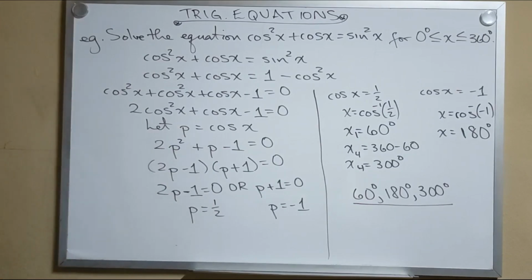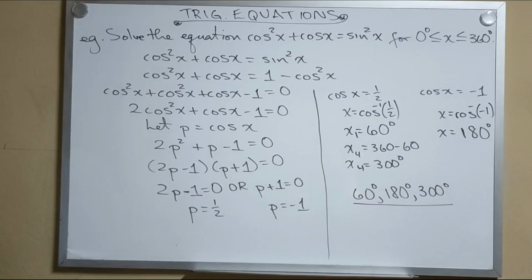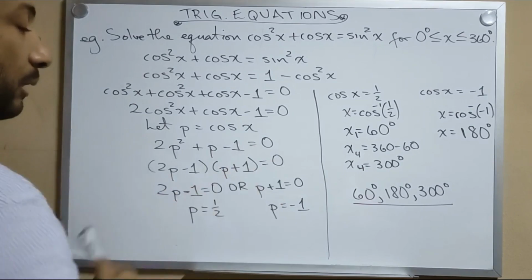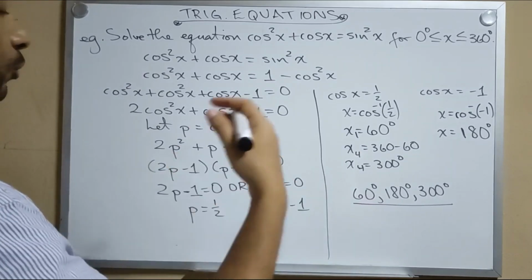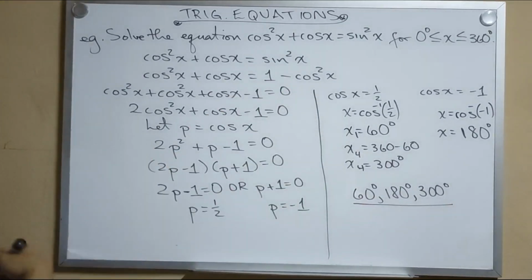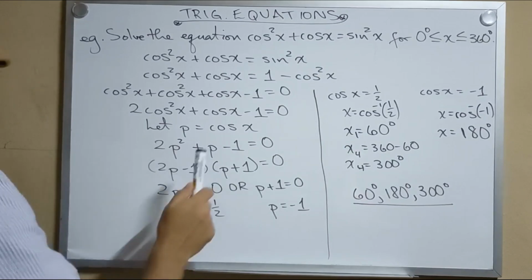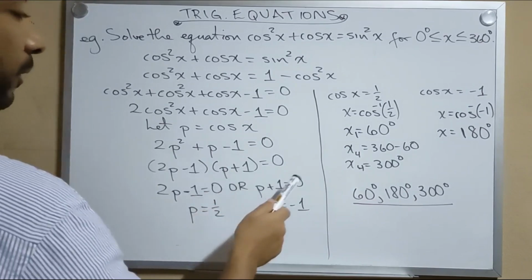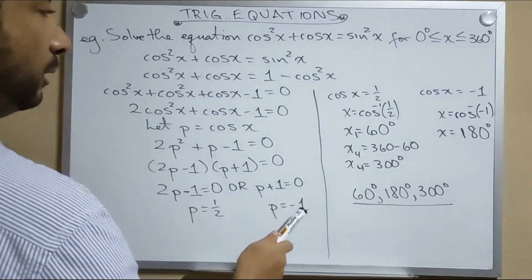When I look at this equation here, I should realize that it is a disguised quadratic. So I can say let p equal cosine x. If I let p equal cosine x, then this will become 2p squared plus p minus 1 equals 0. So I have a quadratic equation here which I can solve using any manner I wish. I can use the quadratic formula, or I can factorize, whatever is your preference. If I factorize it, it will become 2p minus 1 times p plus 1. So either 2p minus 1 is equal to 0 or p plus 1 is equal to 0, which will give you that p is equal to 1/2 or p is equal to -1.